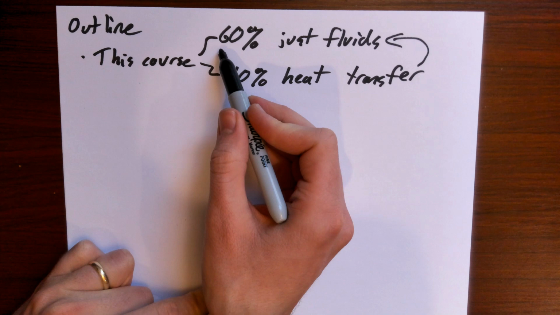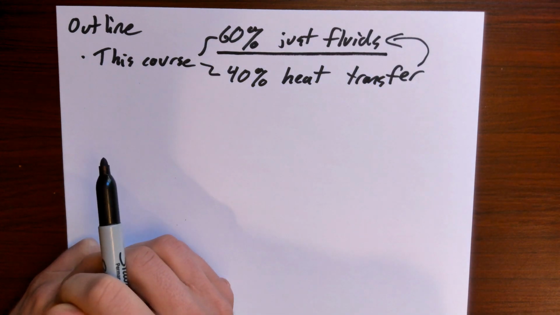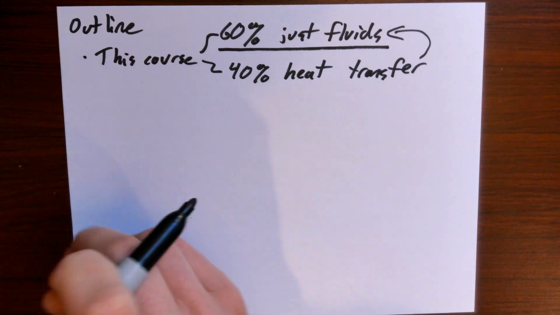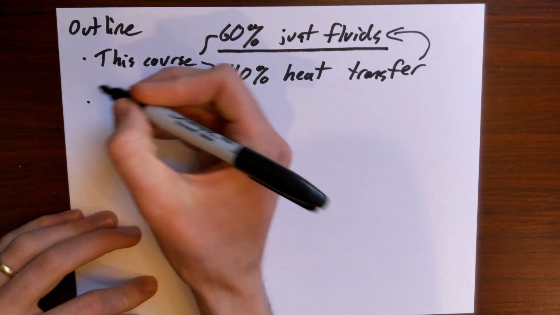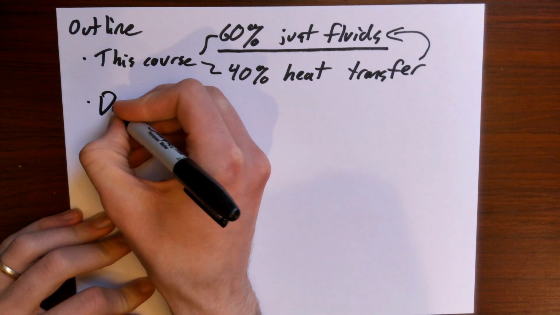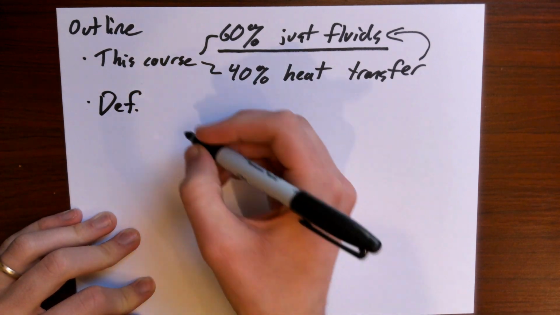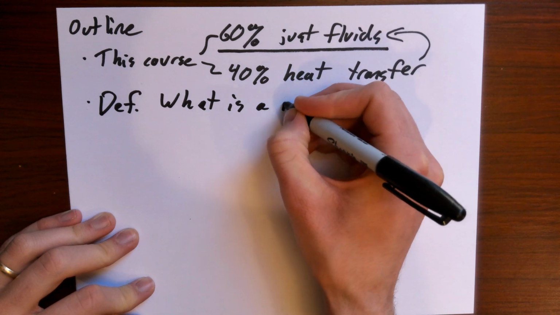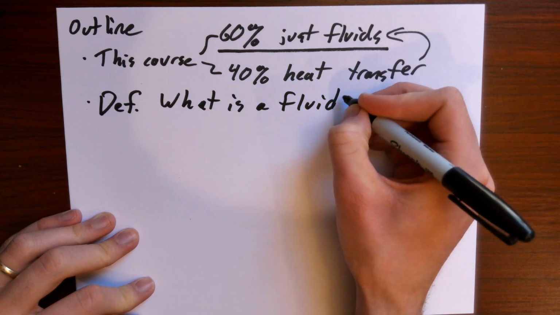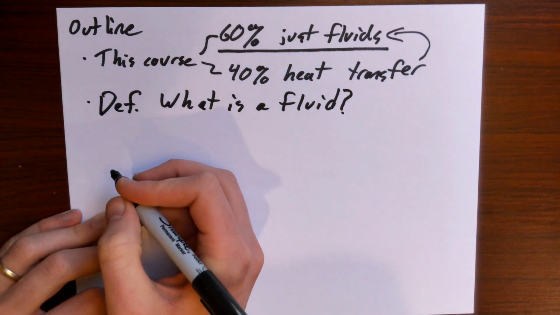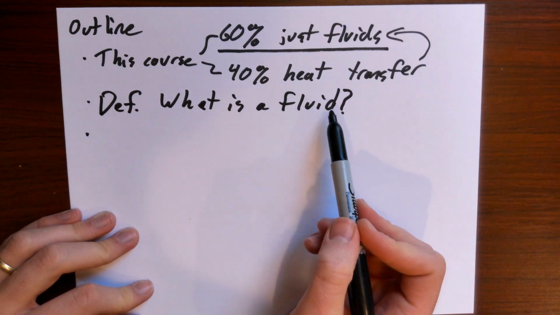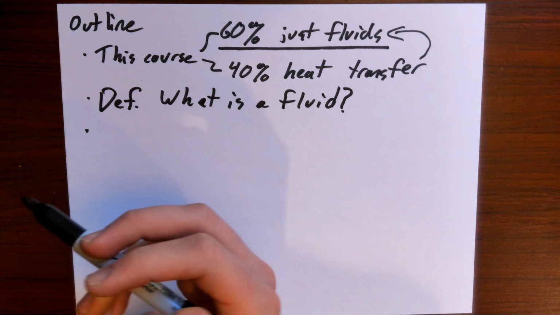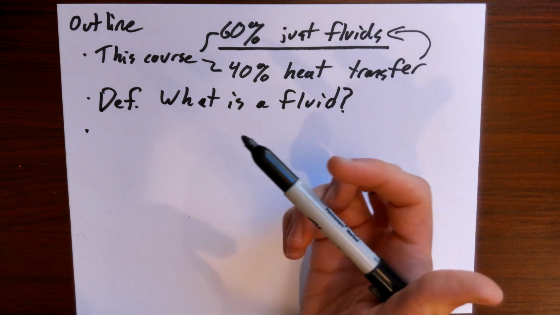And if you think about it, if the first 60% of this course is talking about fluids, perhaps one of the best topics to start off with is a definition. Start off with a definition of what is a fluid. And oftentimes if we're thinking about fluids, it's not just like, oh, there's some fluid here. We're interested in how fluids move and what makes fluids move.